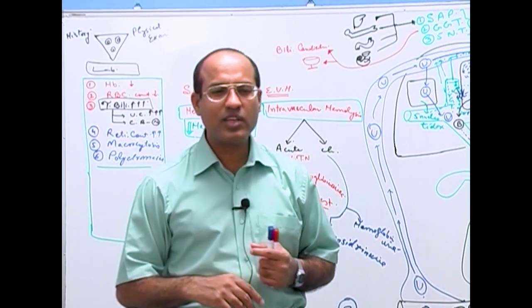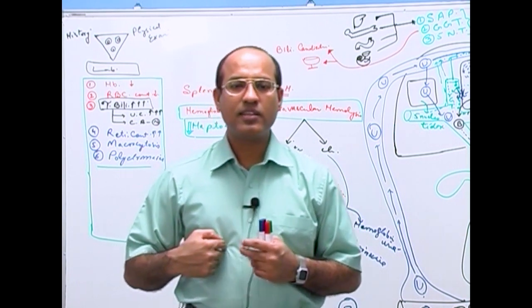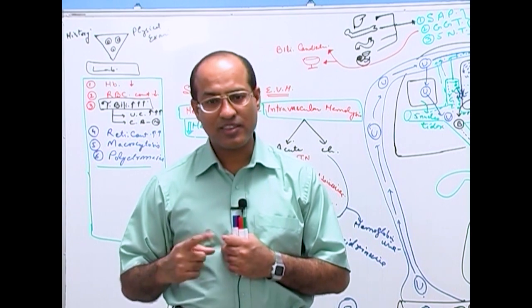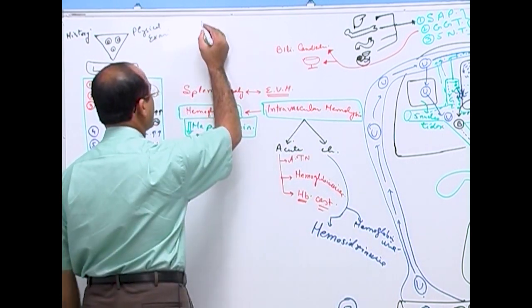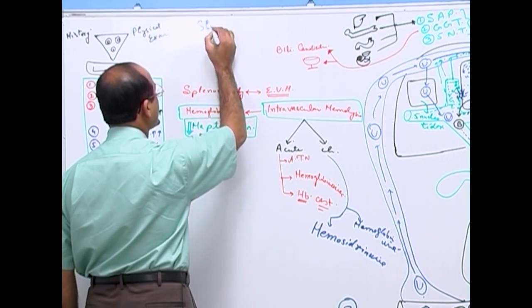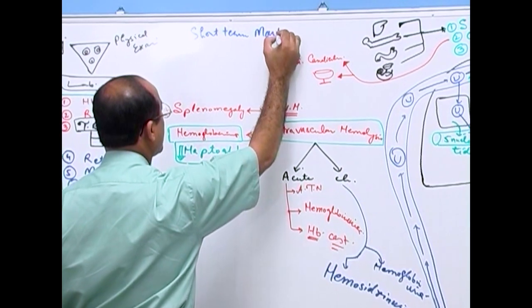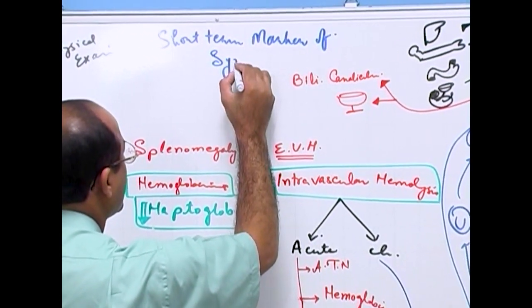So, if someone has really low serum albumin due to reduced synthetic function of the liver, should he be having a problem acute or chronic? Chronic. Is that right? So, we can say short-term marker of synthetic capability of hepatocytes.